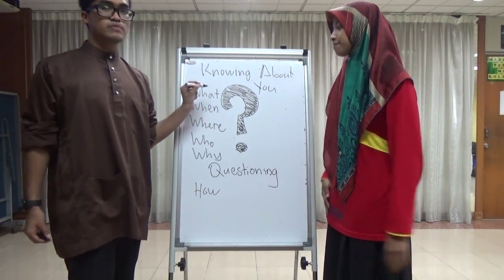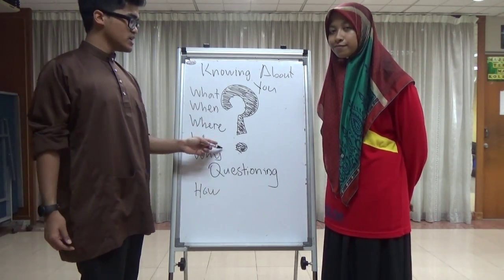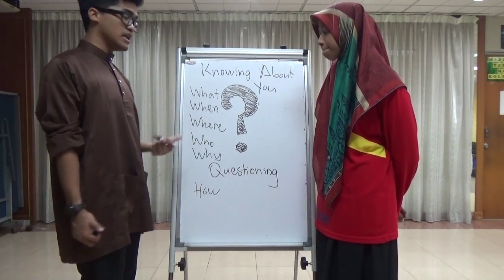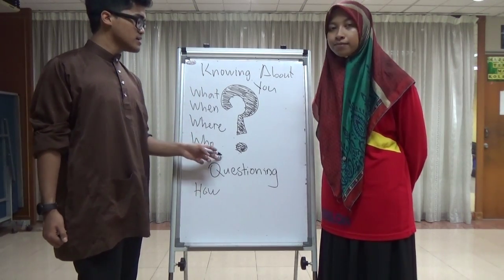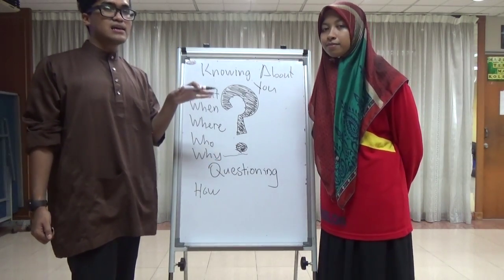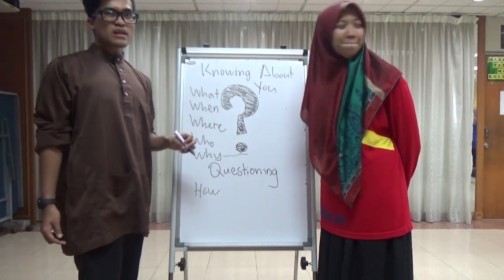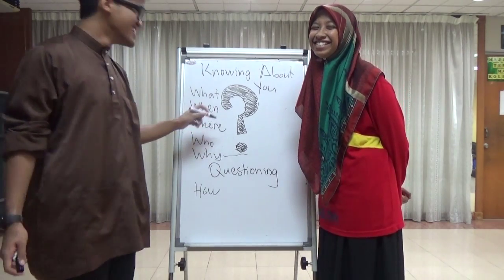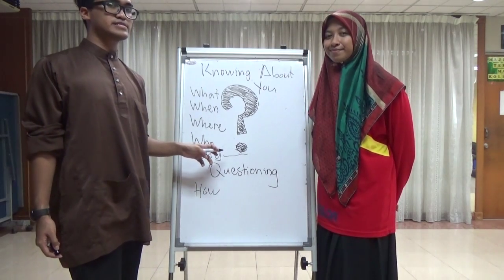So what is the most basic information? When, where, and also who. These lead to basic information such as name, place, time, and etc. Why is a slightly higher level of question, where it needs an open-ended answer.